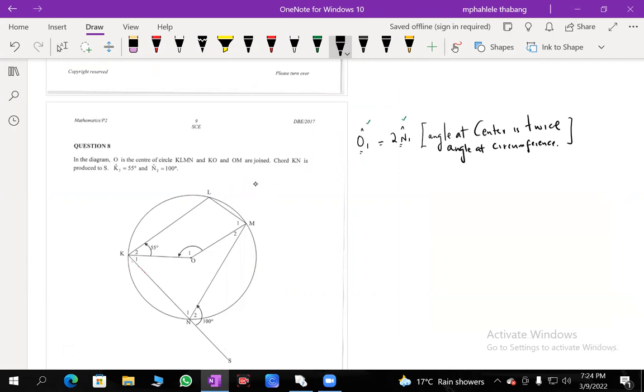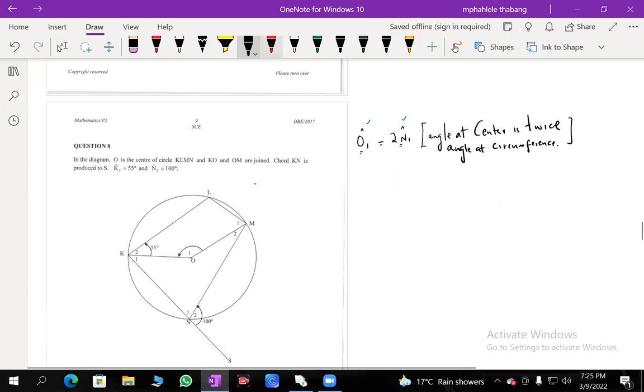Now let's look at other applications that we can make, other theorems that we can go for. Remember, I'm not answering the question yet. I'm just trying to understand the diagram and interpret the information. Let me read what they are saying. In the diagram, O is the center of a circle KLMN, and KO and OM are joined. Chord KN is produced to S, angle K2 is 55, and N2 is 100.